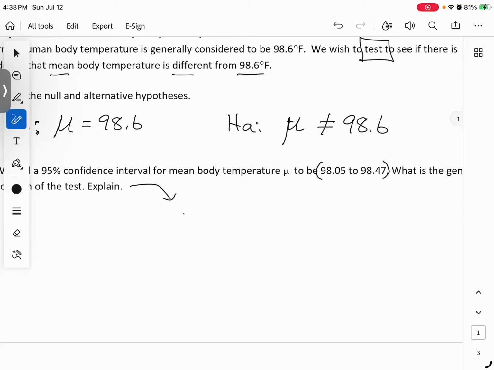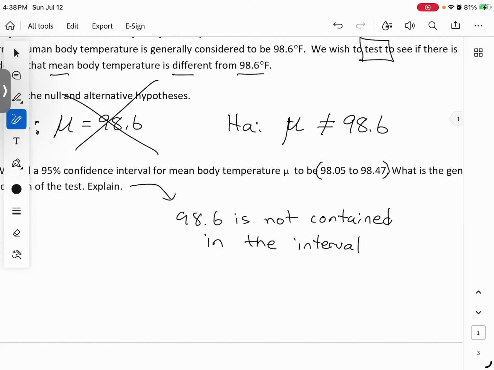Let's just make a couple things. The explanation being 98.6 is not contained in the interval. So if 98.6 is not in the interval, we can reject it. 98.6 is not a plausible value for what might be the true normal body temperature.